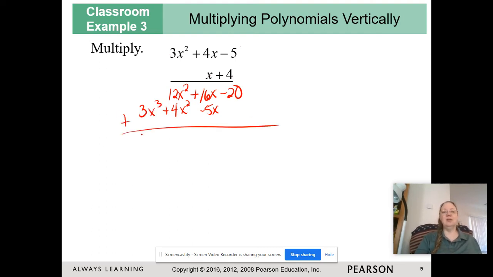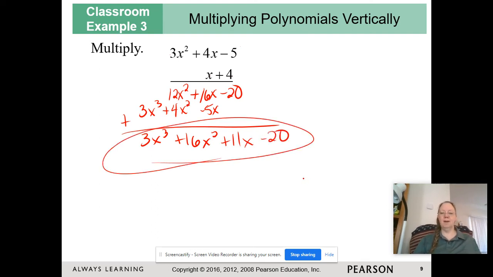Then I'm going to add these together. Plus 11x minus 20. Nothing wrong with this method, perfectly fine. You can use this method if you choose. It's typically not the one that I show when I'm doing these lectures, but if you would like to use it, that's perfectly fine.